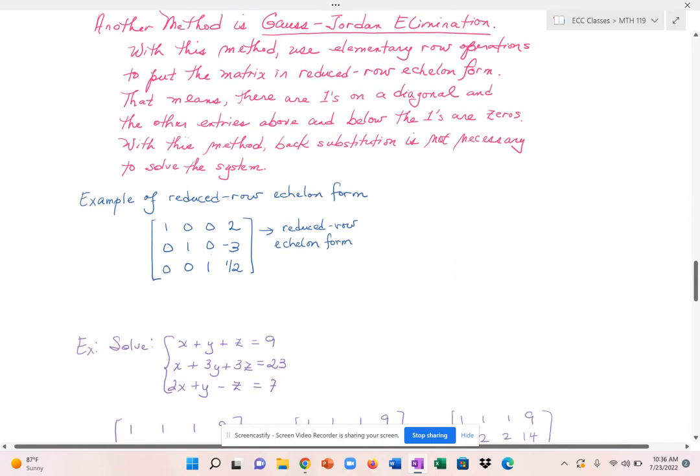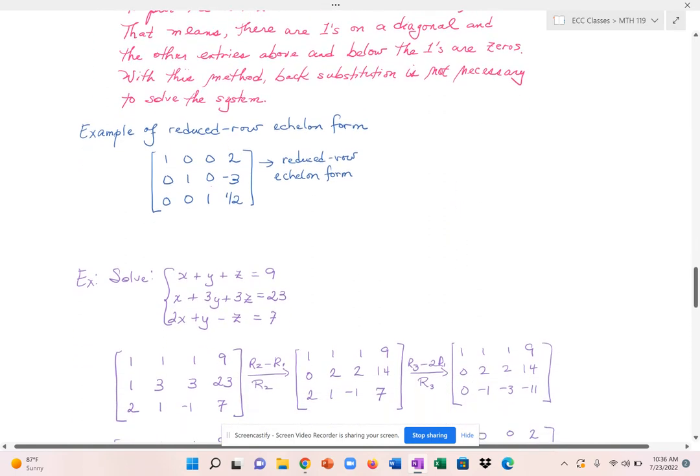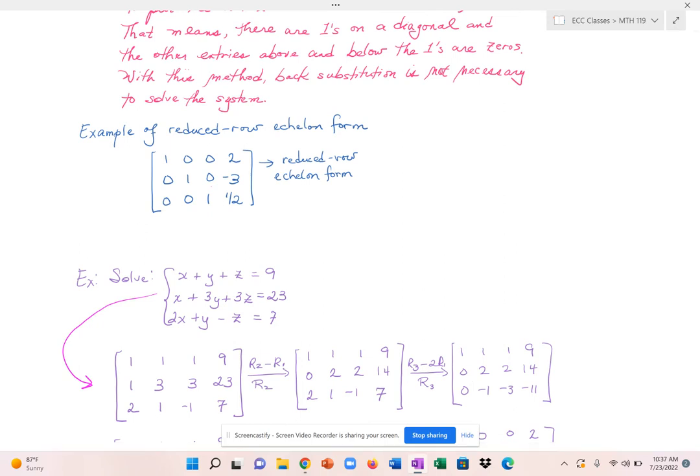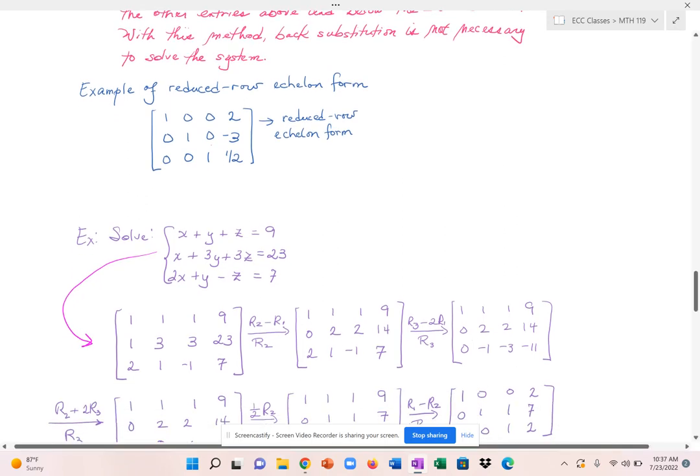So here's an example. I have x plus y plus z equals 9, x plus 3y plus 3z equals 23, 2x plus y minus z equals 7. The augmented matrix looks like this, just the coefficients of x, y, z in the first three columns, the constants at the end. So the first thing I decided to do was to subtract row 2 minus row 1 to get a new row 2.